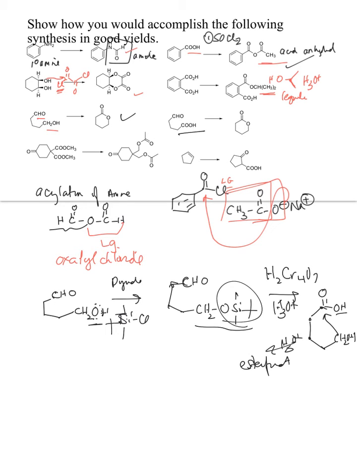This one here, you already have a carboxylic acid, so all you need to do is reduce the aldehyde to a primary alcohol. You wouldn't want to use lithium aluminum hydride. You could just use sodium borohydride, and sodium borohydride would make that an alcohol, and then you can add H3O+ and acid, and that will make your ester.